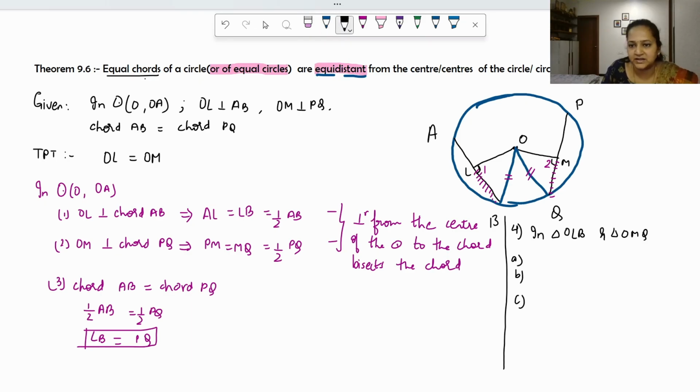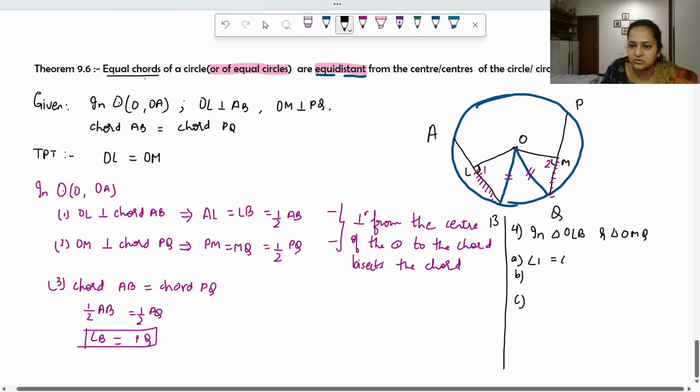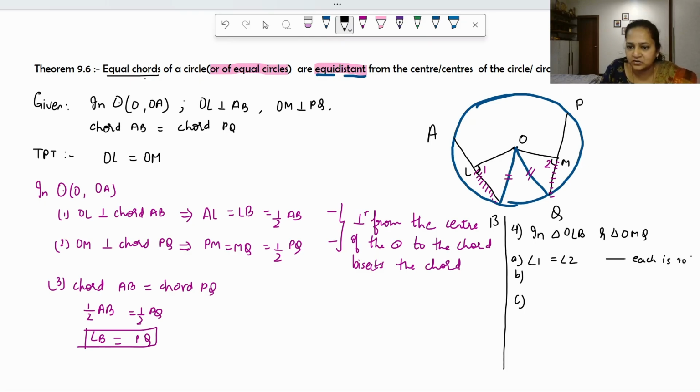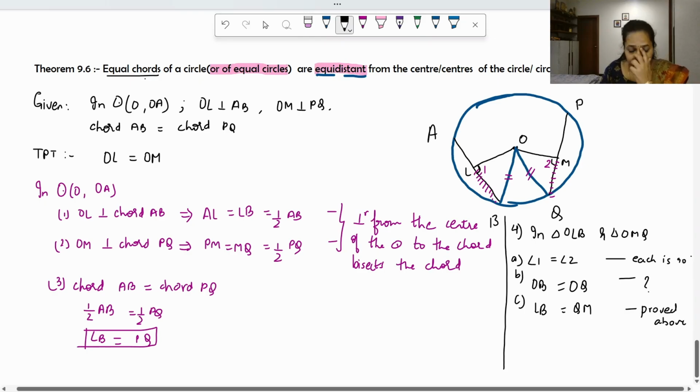What is given to us then? We are given that angle 1 is equal to angle 2 because each is 90. Next, what is given to us? We are given that OB is equal to OQ, radii of the same circle. And third, we just now proved that LB is equal to QM, proved above. Question mark I put because I have less space. You can write over there in detail. It is radii of the same circle.